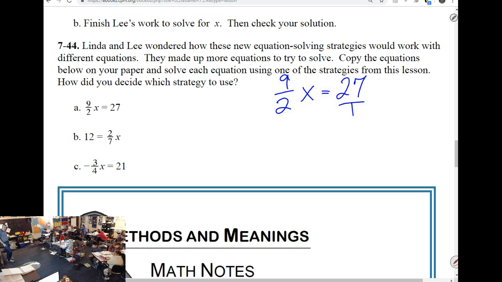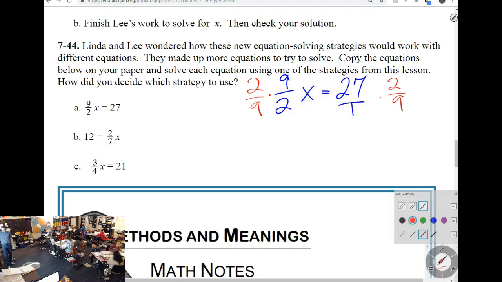Simon, what do we multiply by to turn the 9 halves into just a 1? 2/9, yeah, it's the reciprocal. So we multiply by 2/9 over here, and we've got to do it on both sides. We get just x equals 54 over 9. Oh, well, that works out nice. It's 6.